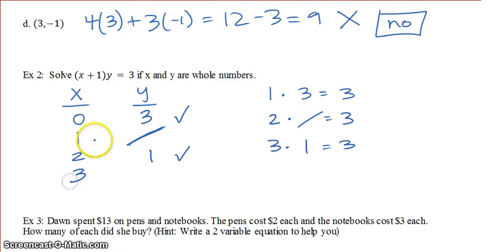We get 3 plus 1 is 4, 4 times what is 3, and that's not going to work either.